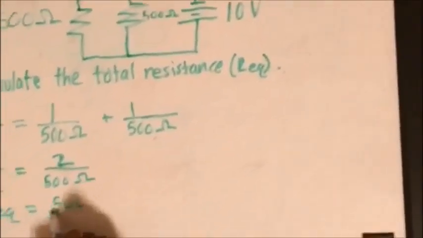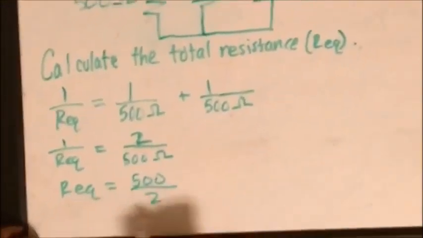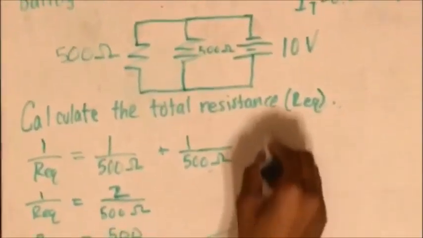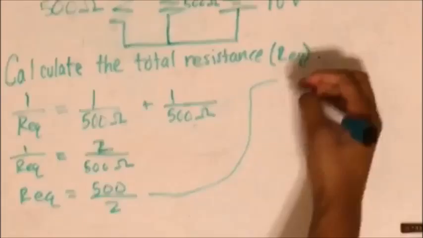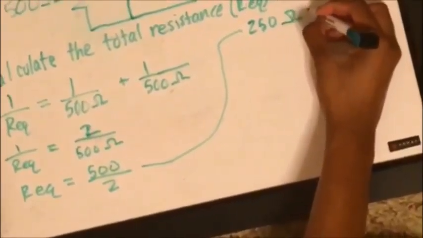If we flip this fraction, we get 500 over 2, which is equal to the total resistance for this parallel circuit. If we simplify that, we get that the total resistance is equal to 250 ohms.